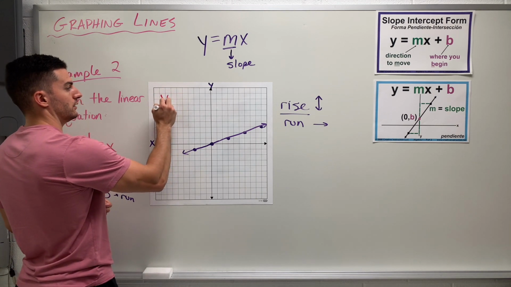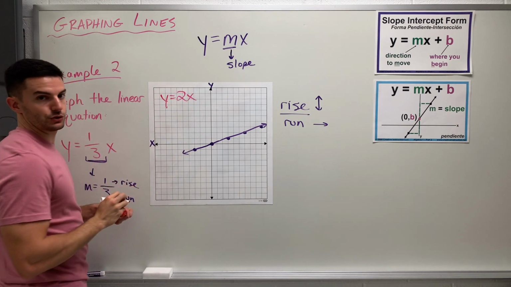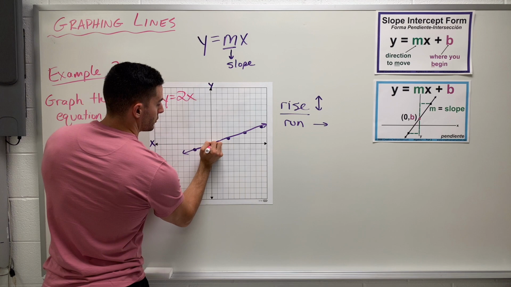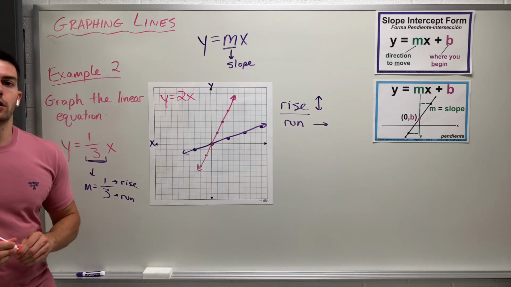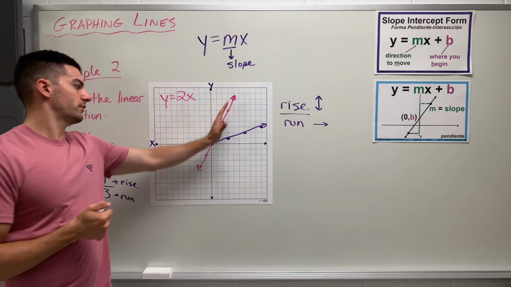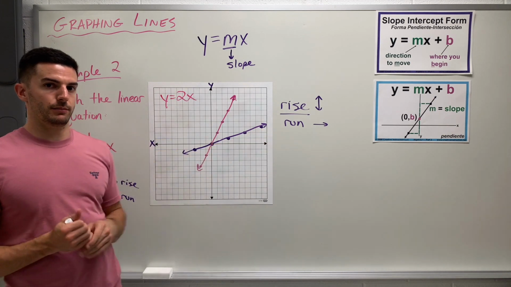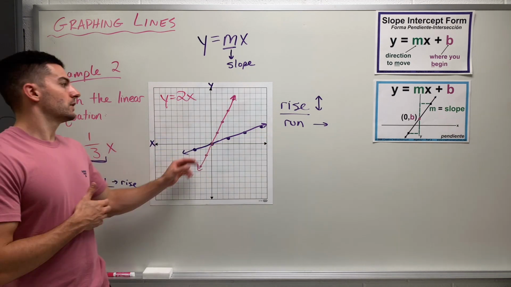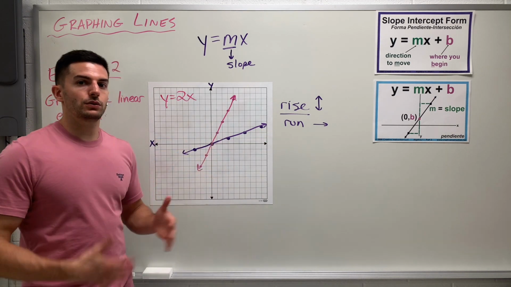Let me draw my first line, y equals 2x. Let me sketch that on here real quick so we can compare them. Okay, so here's comparing the two, right? This is the first one we did, and here's example 2 that we just did. Compare these, okay? What would you say?